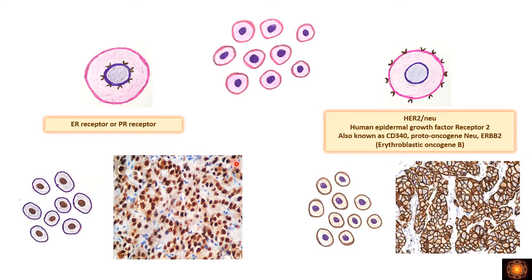You are seeing here the nucleus stained brown because the receptors take up that chromogen. This is how it appears in the photomicrographs, in the slide under the microscope. All the nuclei of the tumor cells will stain brown. If they don't have the ER or PR receptors, the nucleus will not take up the stain. But if they have the receptors, they will take up the stain.